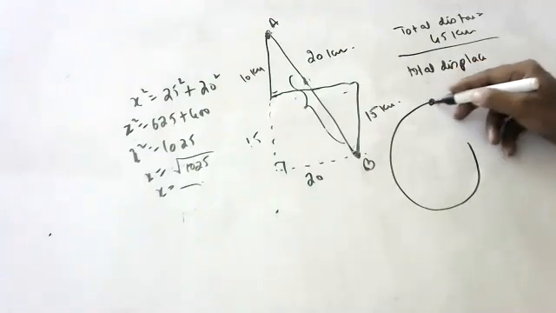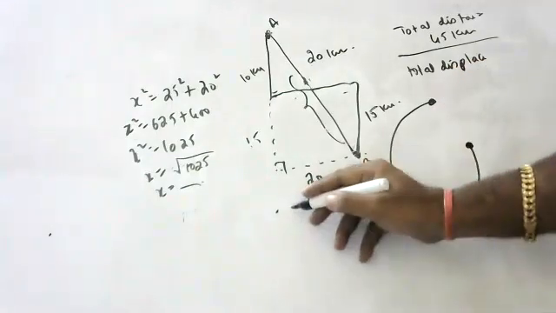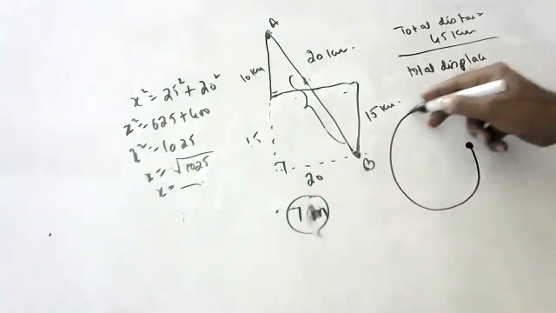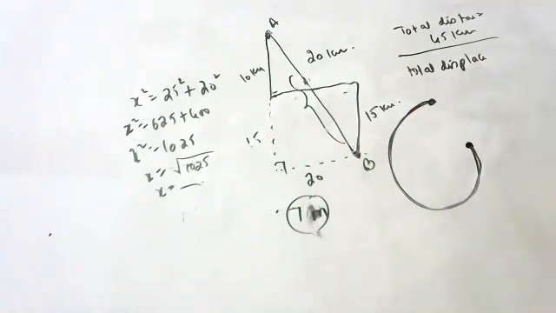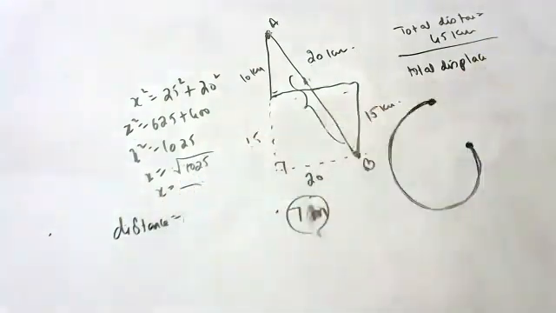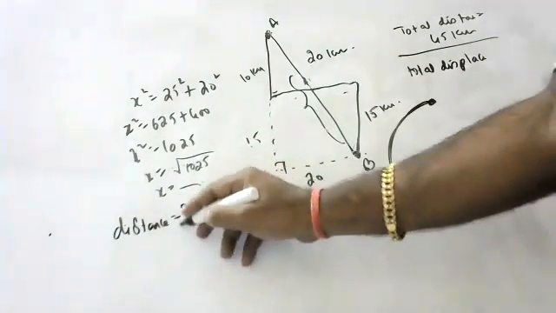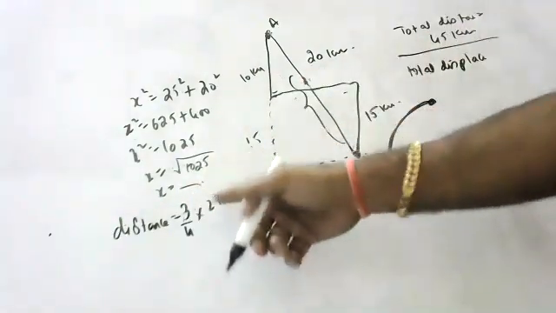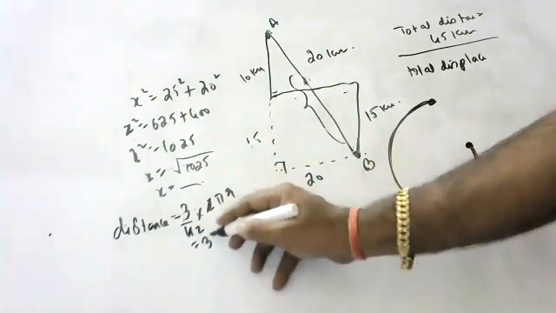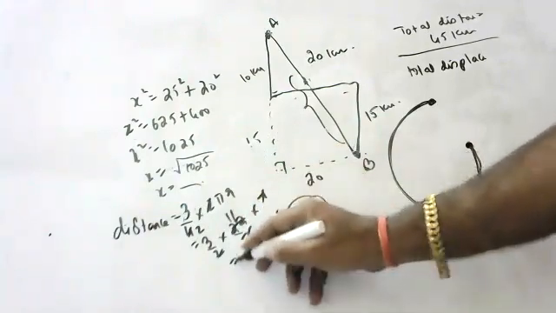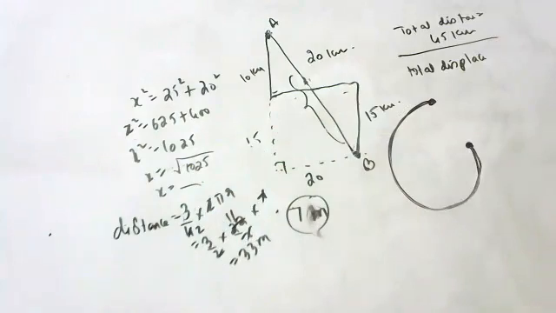A body is traveling in a circle of radius 7 meters. What is the distance and displacement once it covers 3/4 of a circle? Distance and displacement. Distance, anyone? Distance is 3 by 4 of 2 pi r. That is how much? 3 by 2 into 22 by 7 into 7. 7, 7 gone. 2 11s are 33 meters. That is the distance. What is displacement, children?